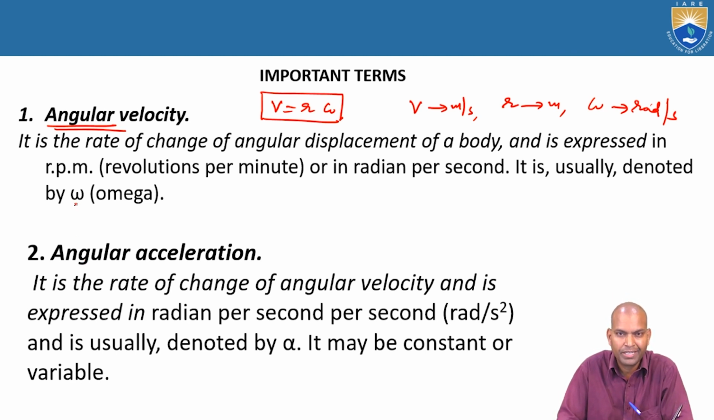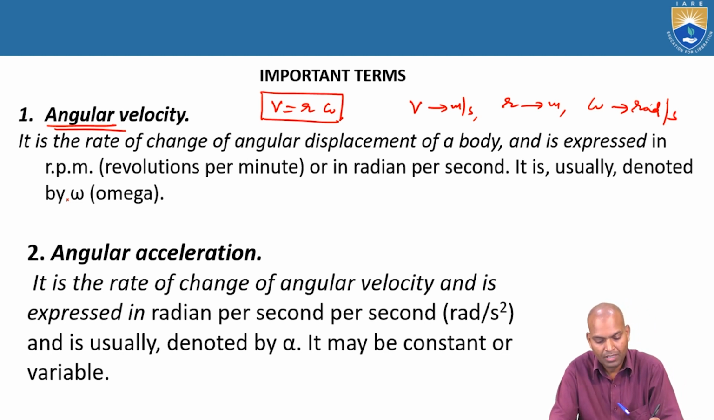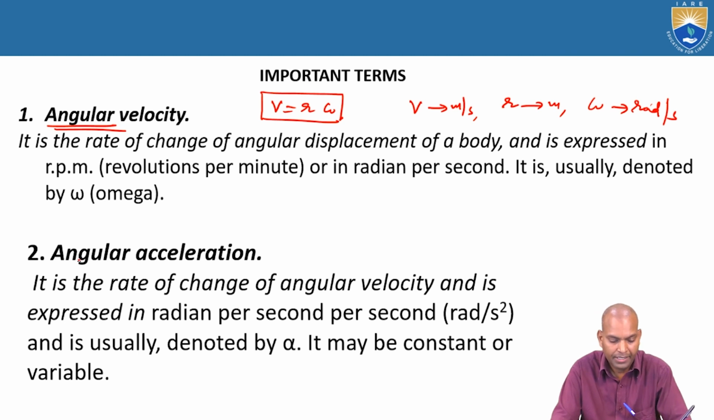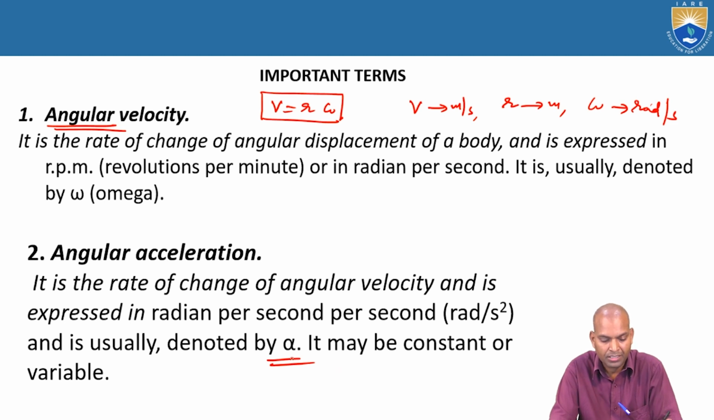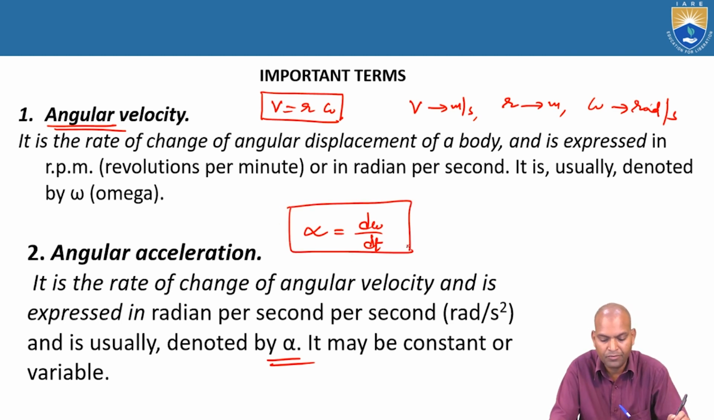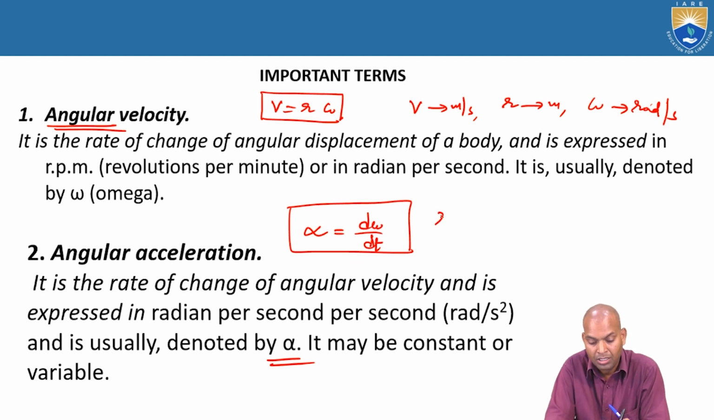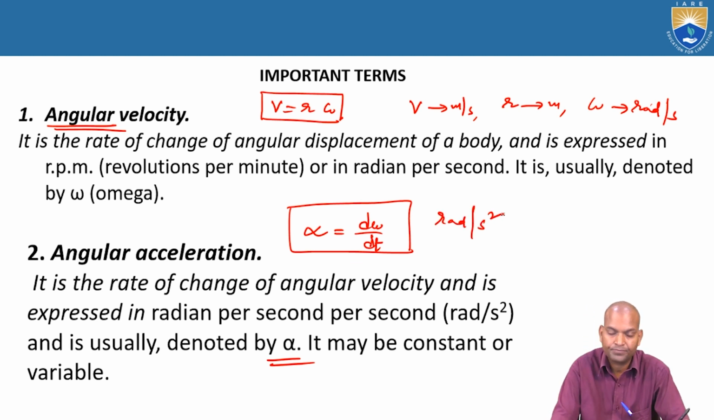What is angular acceleration? The rate of change of angular velocity, that is d omega by dt, is known as angular acceleration. It is usually denoted by alpha, and it may be constant or variable. So angular acceleration alpha equals d omega by dt. The unit for angular acceleration is radians per square second.